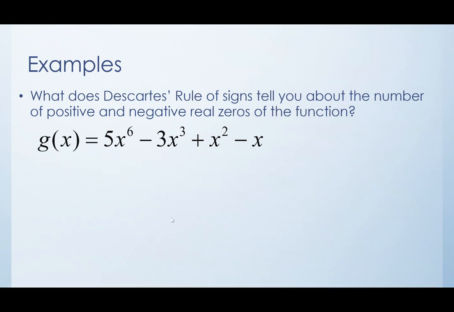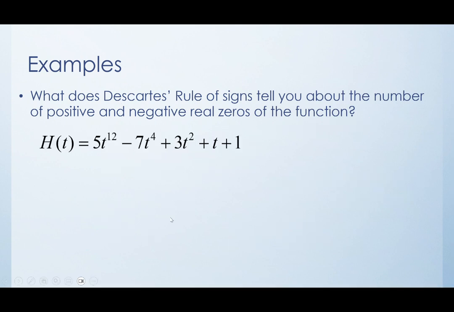Okay, we have 1 more. This time we have a 12th order polynomial. We do have a non-zero constant. So with no 0 roots, we're looking at positive roots first. And we're going to say, okay, from positive 5 to negative 7, that's one change. Negative 7 to positive 3, there's 1. 3 to 1 to 1, no more. So there's only 2, or less than that by a multiple of 2, so it could be 2 or 0.